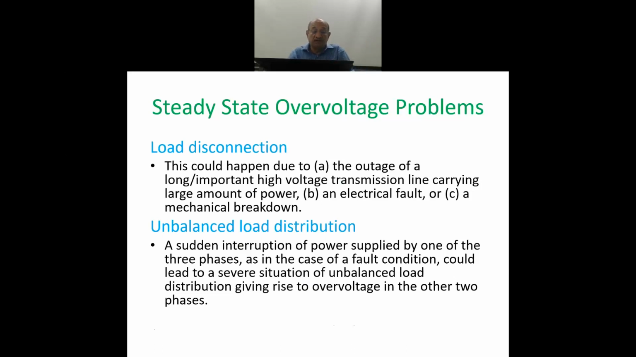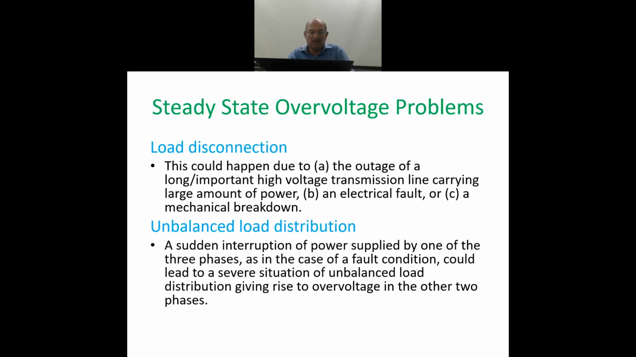This could happen due to outage of a long, important high voltage transmission line. The transmission line may have to be taken away from the grid system for many reasons, mainly because of a fault in the system in that area. So you protect the rest of the power supply by disconnecting the faulted region with the help of transmission lines.